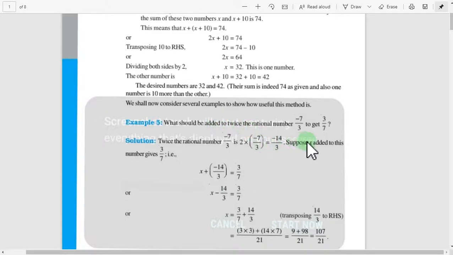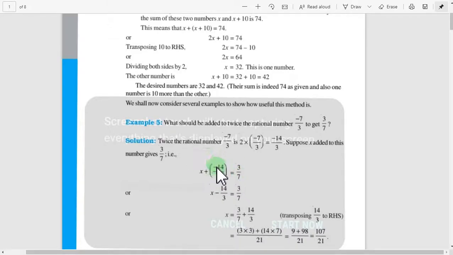And what should be added? We will consider that number as x, so that we have to find out. So x is added to minus 14 by 3 to get 3 by 7. To get 3 by 7 means adding, the sum will be 3 by 7. How to convert? Adding means plus symbol. You have to add x to minus 14 by 3, twice minus 7 by 3, and that answer is 3 by 7.